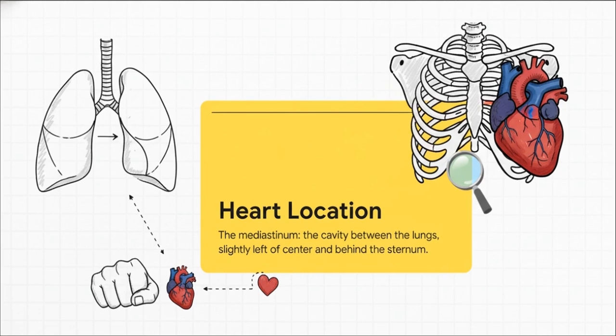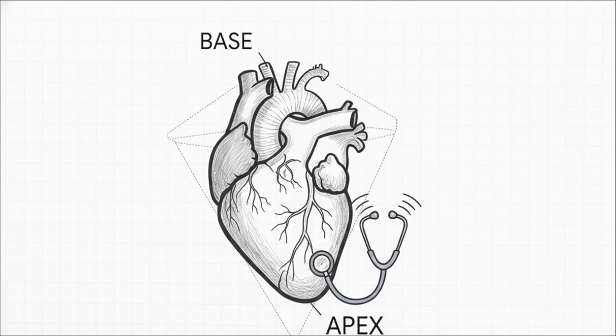And here's a great way to picture its size. It's about the same size as your own fist. Pretty simple, right? Now let's talk about how the heart is actually oriented. It's not really shaped like a Valentine's heart. It's more like an upside-down cone. So the wider top part is called the base, and the pointy bottom is called the apex.